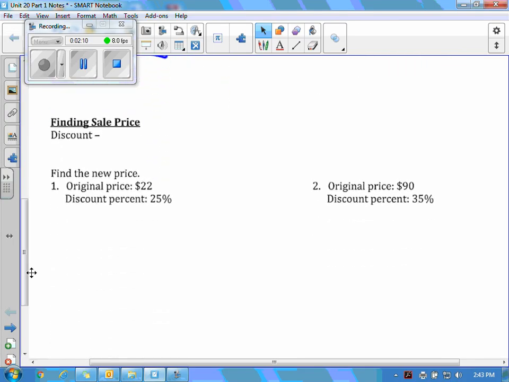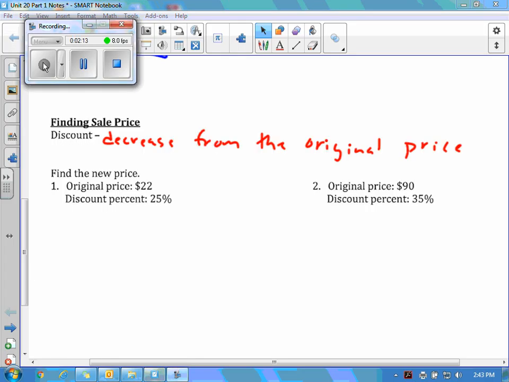The next thing we're going to talk about is finding a sale price. Now a discount is a decrease from the original sale price. So when I say sale price, I don't mean that it's on sale. Sale price means how much you sell it for. So a discount is then a reduction in the price from the original. So like if you go to the Gap and they have a 25% off sale, the sale price is what you'll pay after that discount.